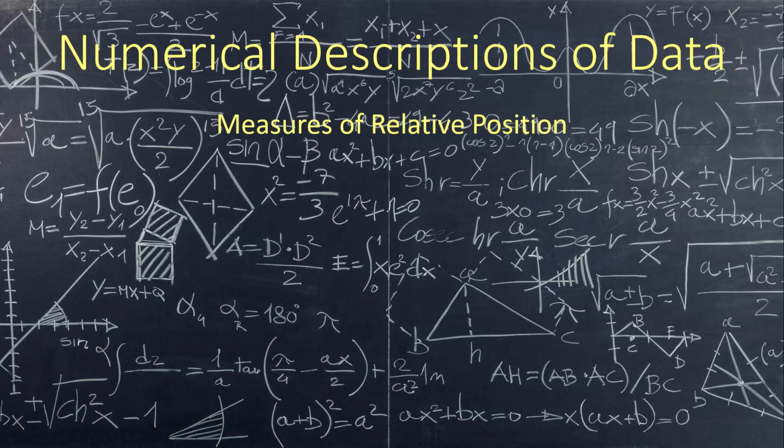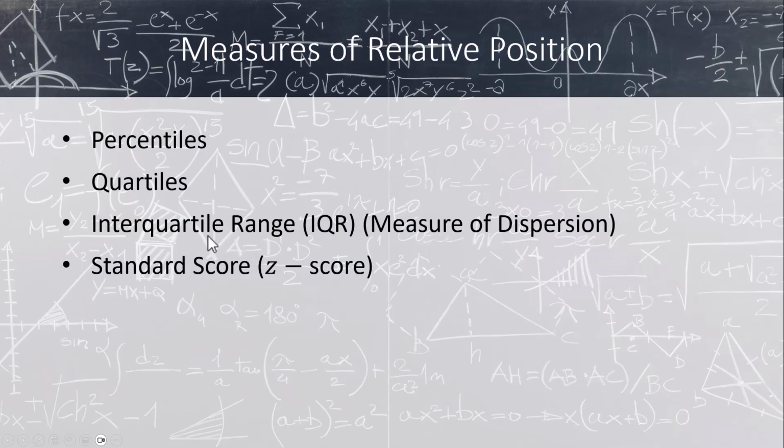Hi everybody, this is the second of 3, possibly 4 videos that will cover section 3 of chapter 3, where we are talking about measures of relative position. Now in our first video, we talked about percentiles. So we don't need to talk about that anymore. I think we beat that horse as far as we can. In this video, we're going to talk about quartiles, interquartile range, and standard scores.